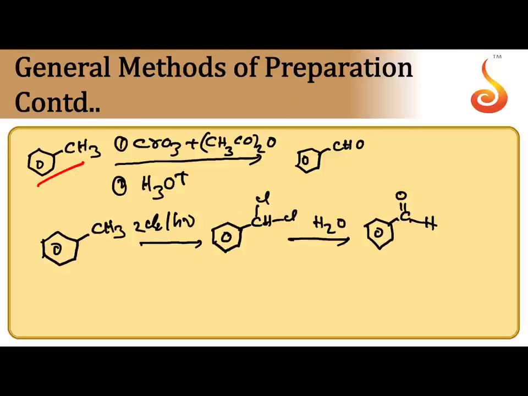Another method: when toluene, methylbenzene, is oxidized with chromic oxide and acetic anhydride, (CH3CO)2O, we can get a complex intermediate. That intermediate is subjected to hydrolysis to get benzaldehyde.